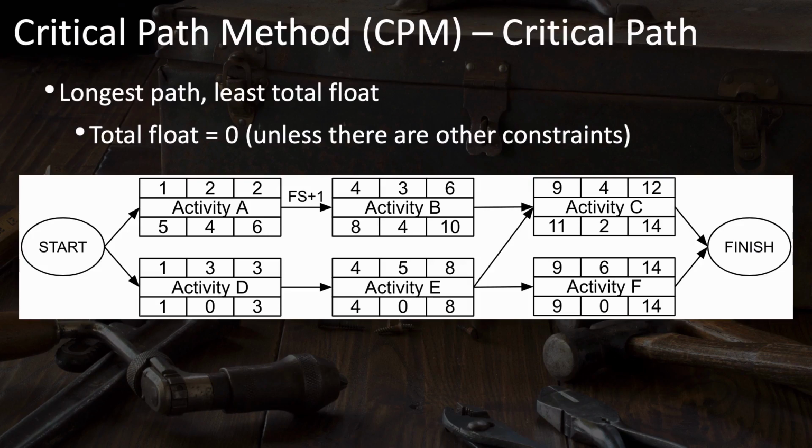Now, sometimes the total float isn't 0, but only if there's something else constraining the project. So, for example, suppose there's some other milestone that's imposed on this, some deadline of sorts, or some imposed start date for activity F, for example. That activity F may be constrained so that it can't start until a day or two later, but it's still the critical path.